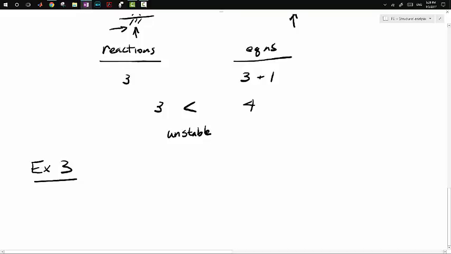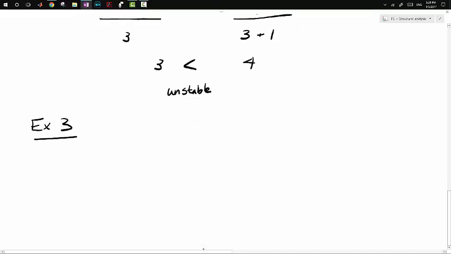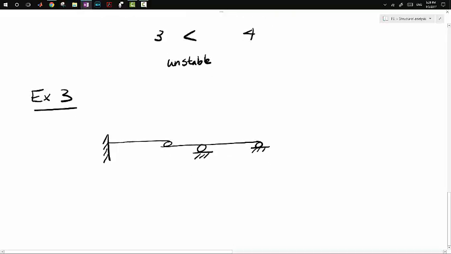Example 3, we have a fixed support with an internal roller support, and another roller support. So let's count our number of unknown forces, which is our reaction. So we have one here, and one here. We have one vertical here and one vertical here.